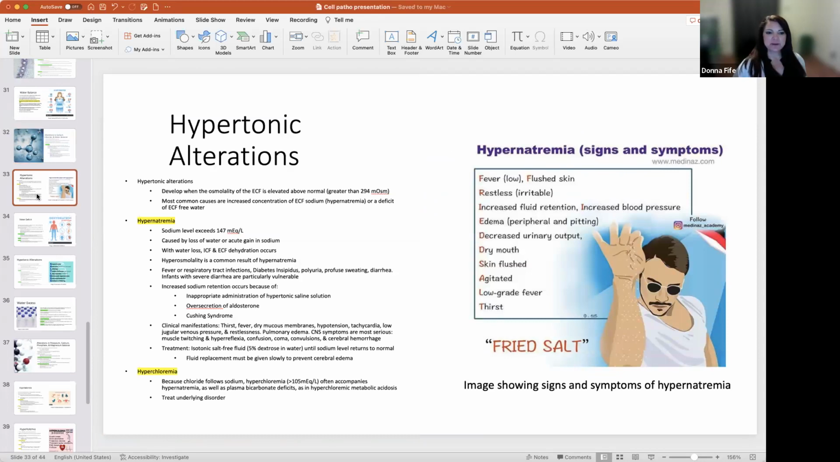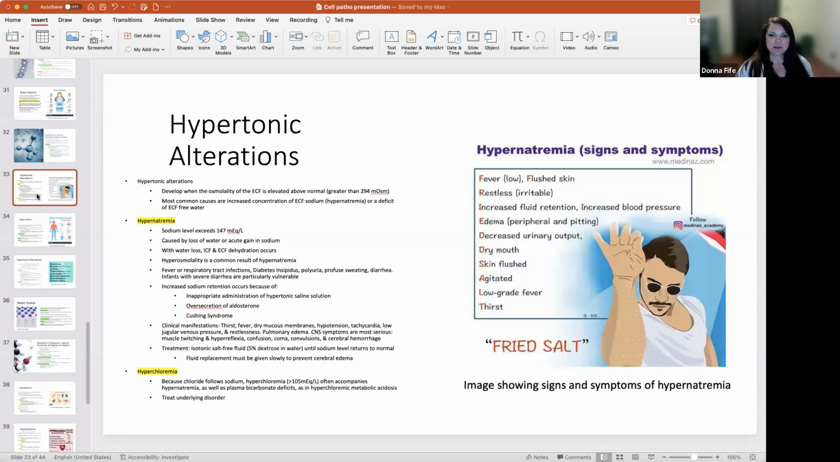Now, hypertonic alterations. These develop when the osmolality of the ECF is elevated above normal, greater than 294. Most common causes are increased concentration of ECF sodium, or hypernatremia, or a deficit of ECF free water. In hypernatremia, sodium levels exceed 147. This is caused by loss of water or an acute gain in sodium. With water loss, ICF and ECF dehydration occurs. Hyperosmolality is a common result of hypernatremia.